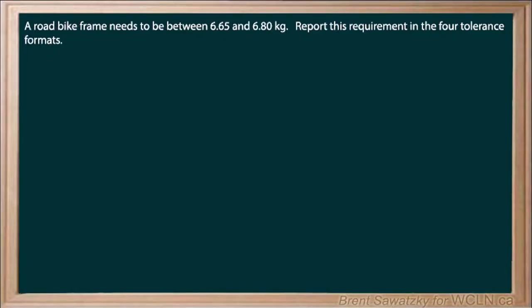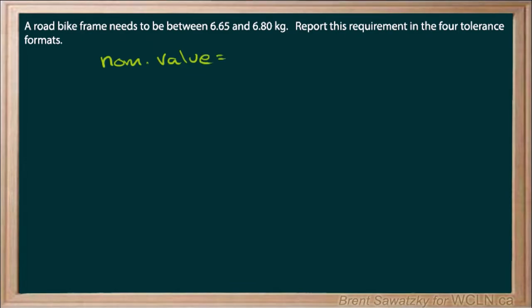So we have a bike frame, needs to be between 6.65 and 6.80 kilograms. We're reporting this in 4 tolerance formats. Okay, so there's always some basic information that we're going to have to gather in order to show a tolerance in the formats. And so one of them is the nominal value. And so why don't we start with that?